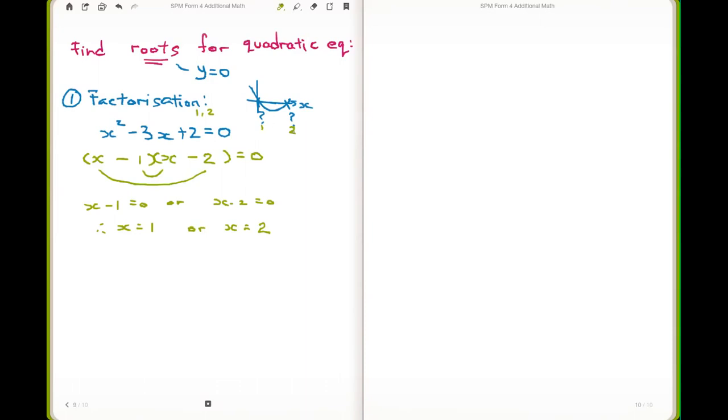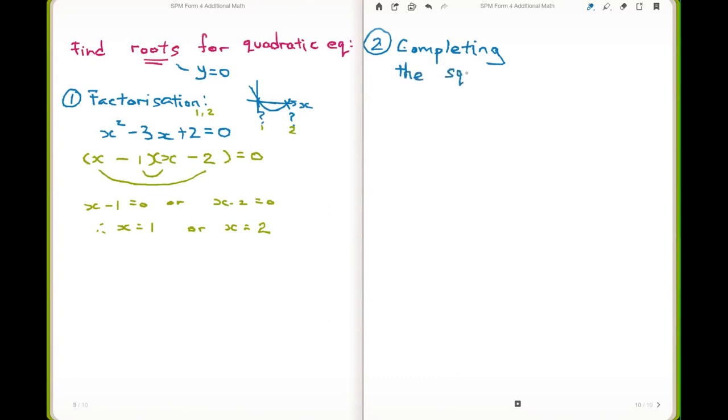For our next method, it will be a little bit complicated, but it's a very powerful method that you need to use in chapter 3. So I'm going to show it here now instead of later. Now, next method is called completing the square. Penyempurnaan kuasa dua. Completing the square. This method could sound a little bit complicated, but it's a very powerful method, especially in getting information like, for example, the turning point.